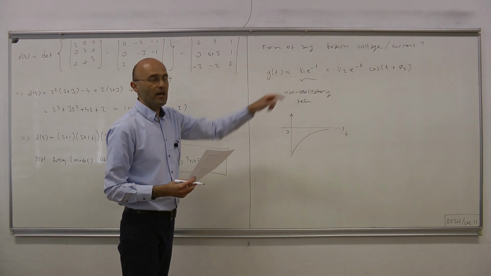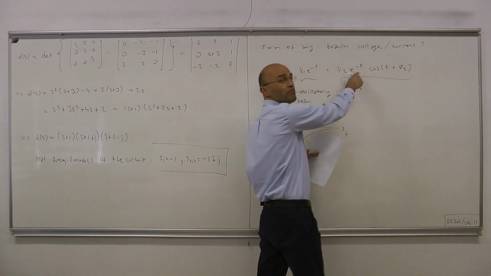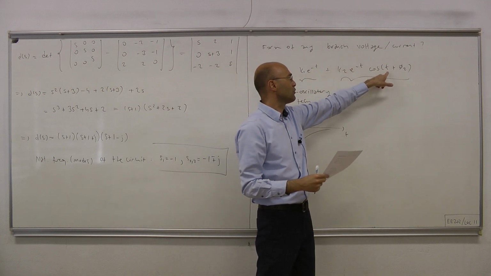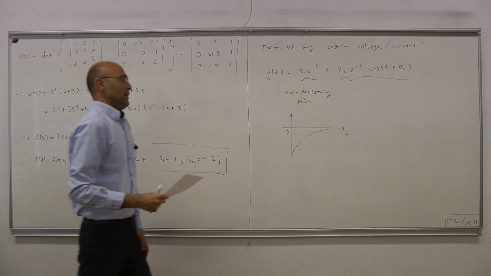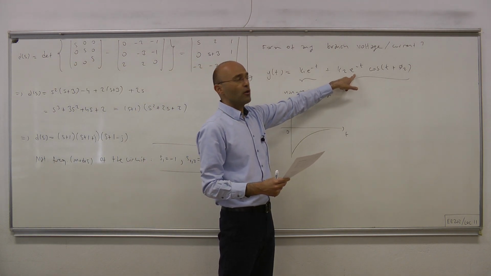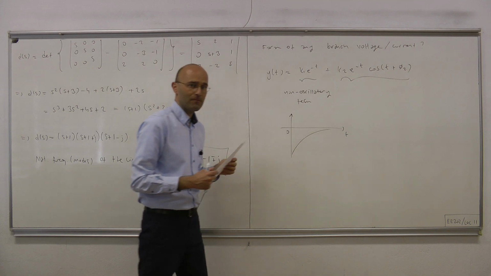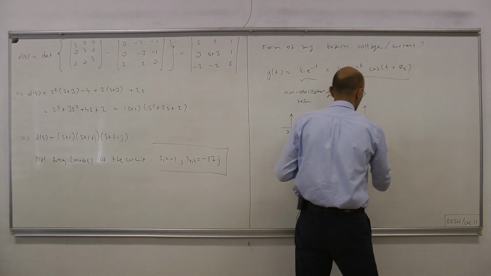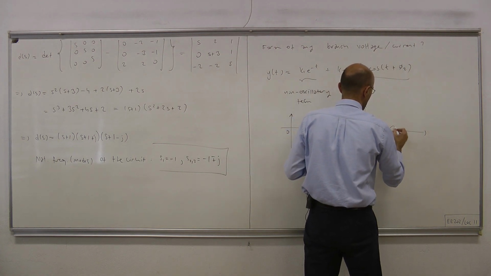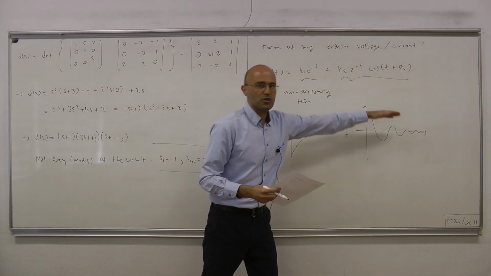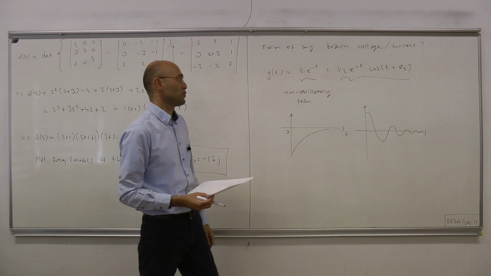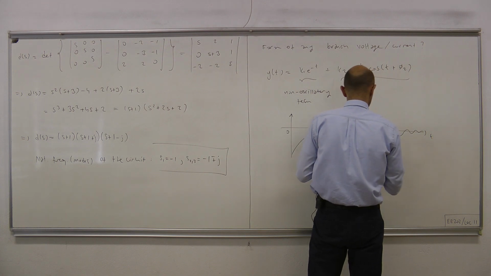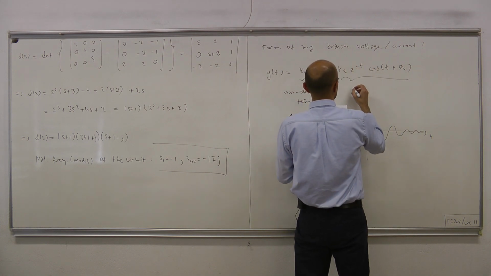Whereas the other term, although it too decays to 0 because the exponential decrease will dominate those oscillations, goes to 0 in a different way, not in a monotone way like that. It will oscillate. So here we're expecting something like this. The oscillations will decay to 0, but nevertheless there are oscillations due to this sinusoidal term. And this is the oscillatory term.